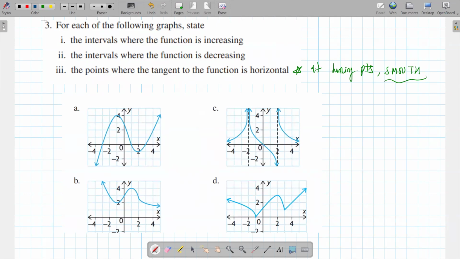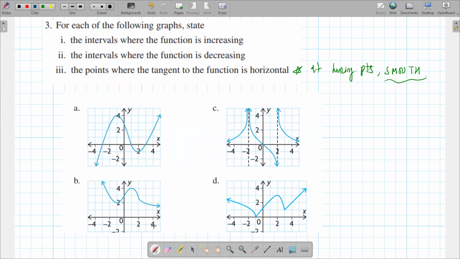So let's go one by one. This question, very simple. A, it's increasing up until this point. From negative infinity to negative 1, it's increasing. From negative 1 to 2, it's decreasing. What's happening after 2? It's increasing again. So you can say from 2 to positive infinity, it's increasing. And the turning points are right here and right here, 2 and negative 1. And that's it. We always say it in terms of the x values.